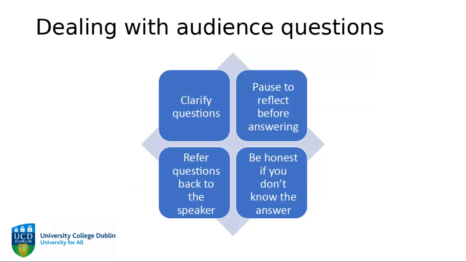So the last few things is firstly dealing with audience questions. First and foremost, always ask an audience member to clarify a question if you are not sure what they're asking. So let's say if a lecturer or a student asks you a particular question about something, just say, sorry, do you mind clarifying that for me a little bit? Or could you ask that in a different way? Or I don't really understand what you're asking me. Do you mind asking it in a different way?